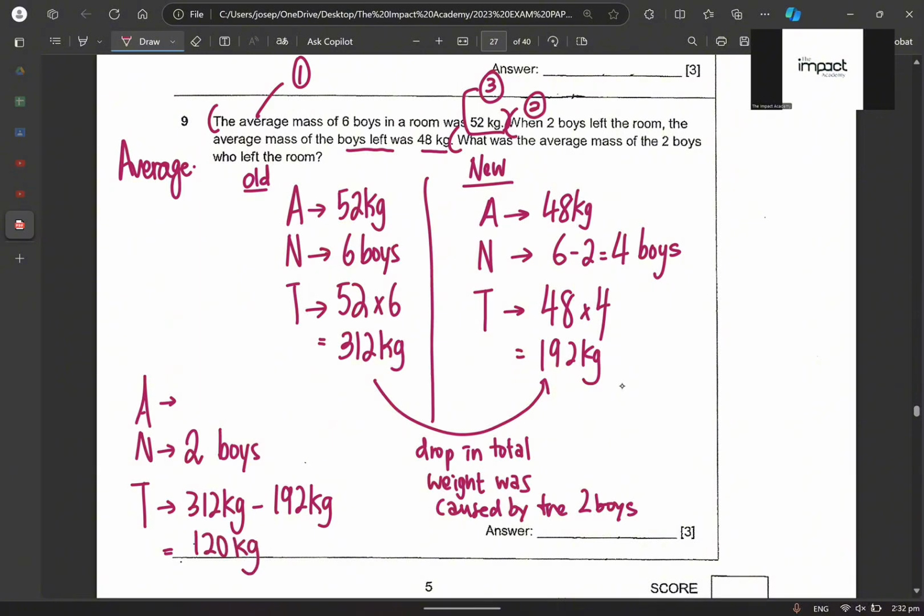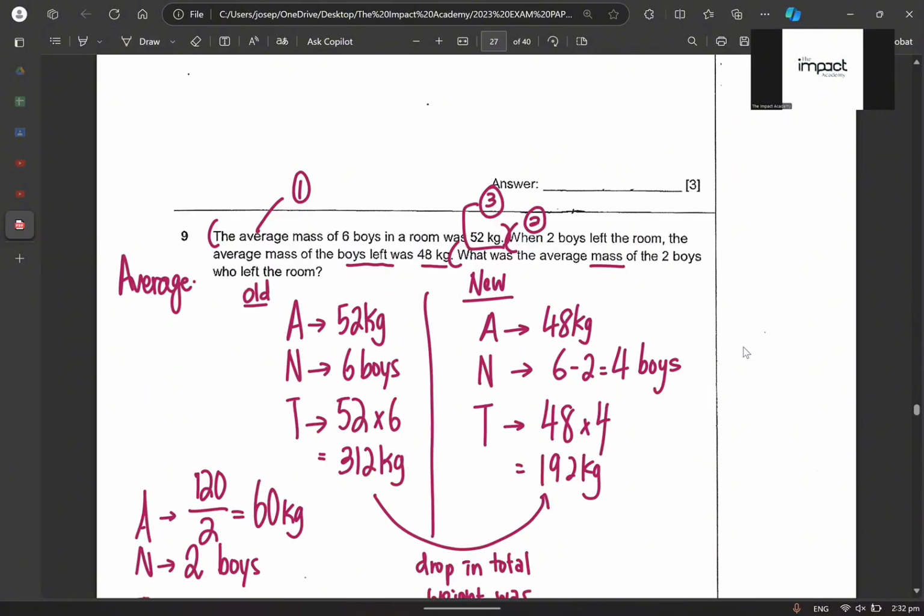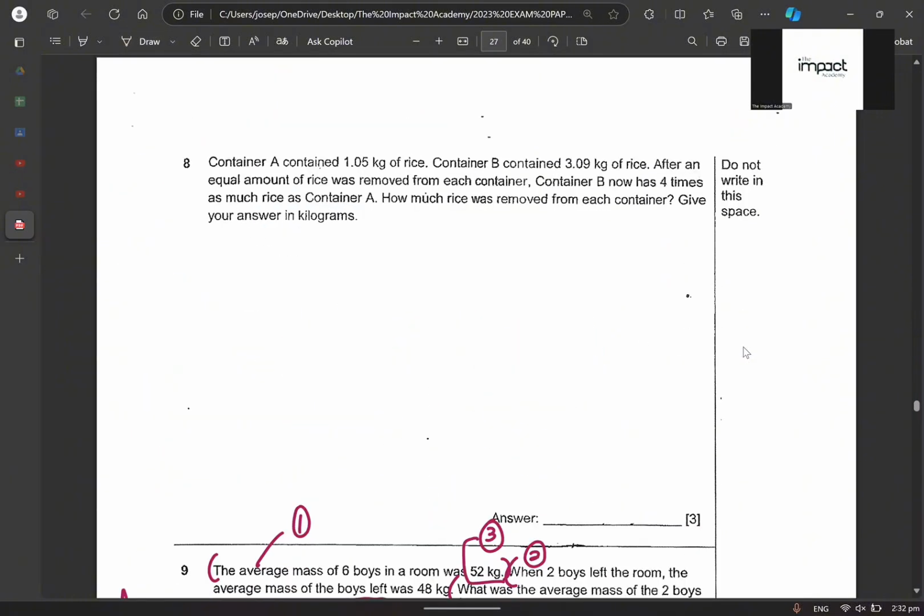What is my average? Now my average has to be 120 divided by 2, that gets me to 60. 60 what? The question says mass, right? So 60 kg. All right, so my average mass for the 2 boys who left the room has to be 60 kg.